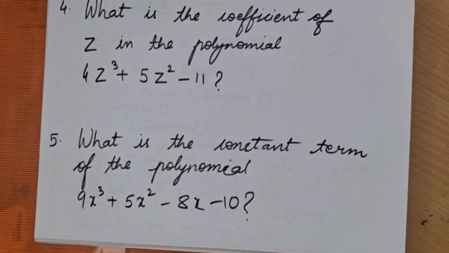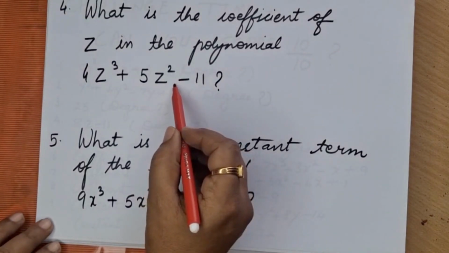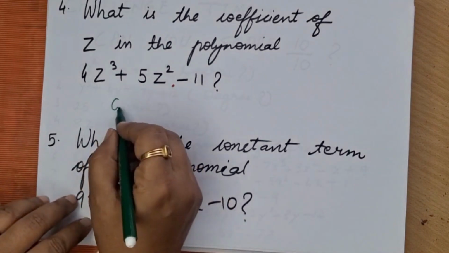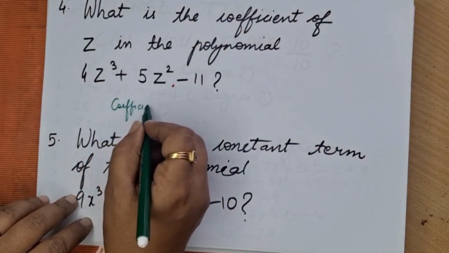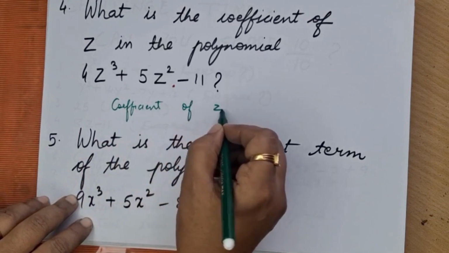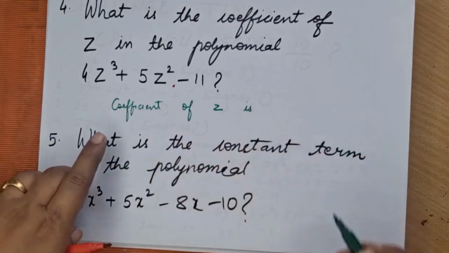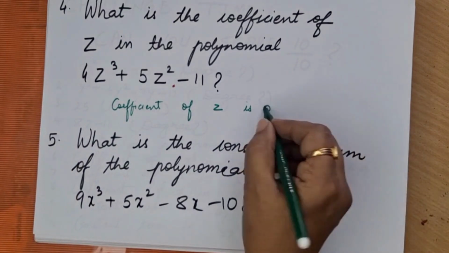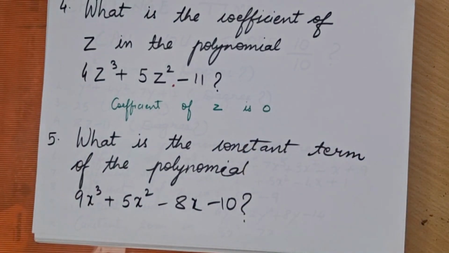Now we move towards question number 4. What is the coefficient of z in the polynomial 4z cube plus 5z square minus 11? Look closely at the expression. We have a z cube and a z square, but where is the regular z term? It is completely missing. Missing terms secretly mean 0. So, the coefficient of z is 0.